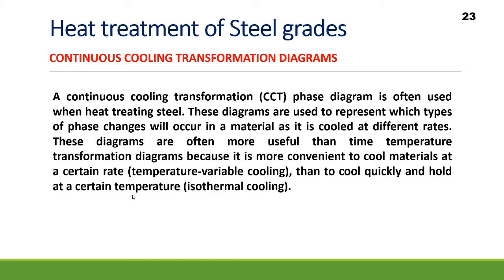So here you see, a continuous cooling transformation phase diagram is often used when heat treating steel. These diagrams are used to represent which type of phase change will occur in a material as it is cooled at different rates. These diagrams are often more useful than time temperature transformation diagrams because it is more convenient to cool materials at a certain rate than to cool quickly and hold at a certain temperature. Why is it more convenient?